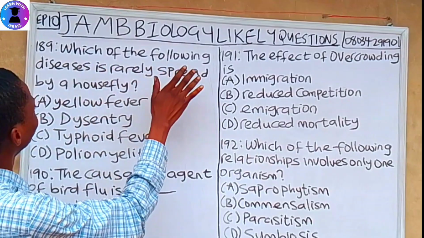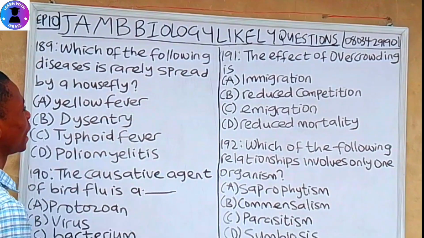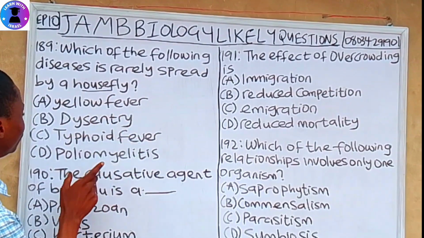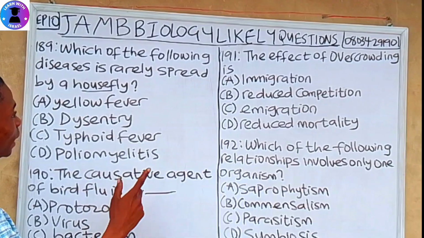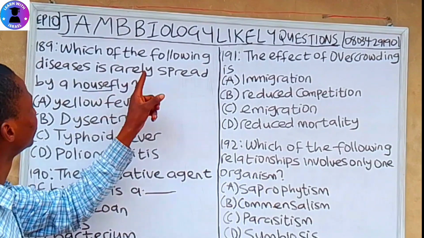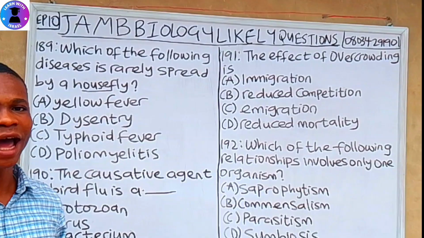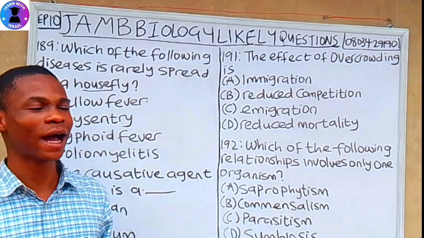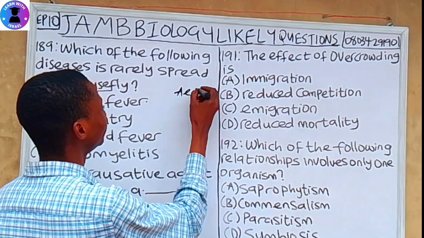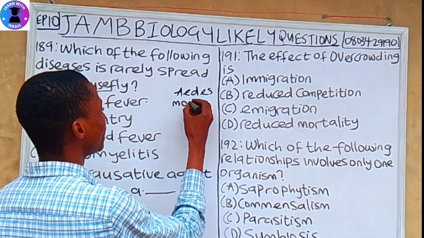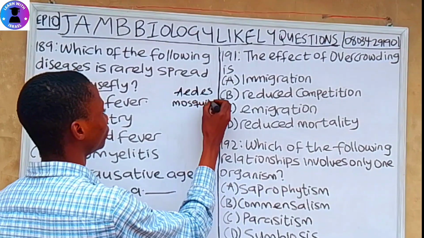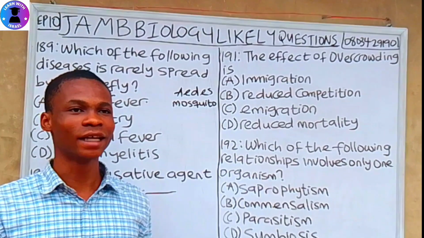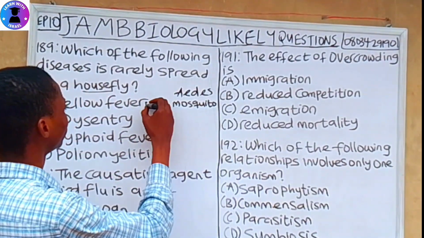Question 189. Which of the following diseases is rarely spread by a housefly? A. Yellow fever, B. Dysentery, C. Typhoid fever, D. Poliomyelitis. So the disease rarely spread by a housefly is yellow fever. It's yellow fever, and it's spread by the Aedes mosquito. This Aedes mosquito is not a housefly. This Aedes mosquito spreads yellow fever, and a housefly rarely does. So yellow fever is the correct answer.